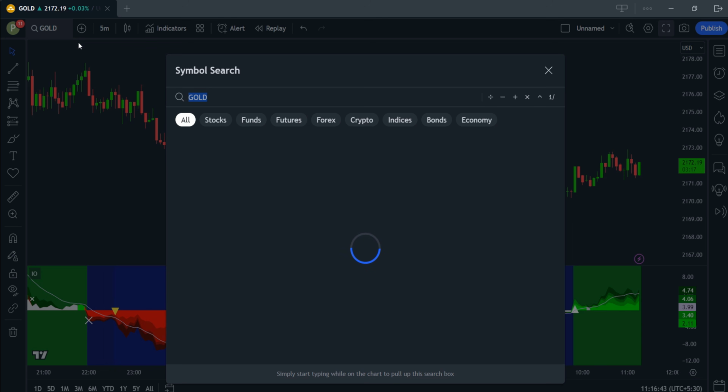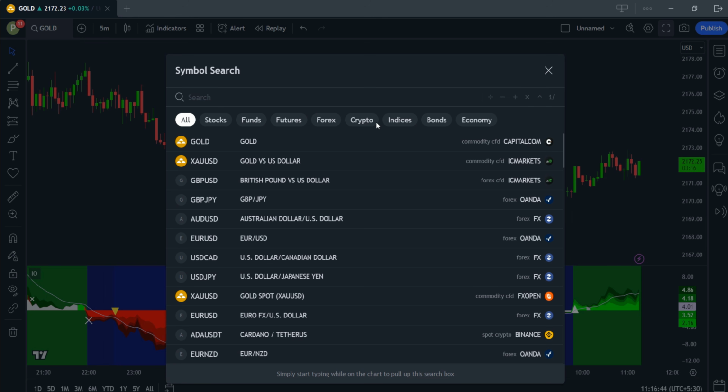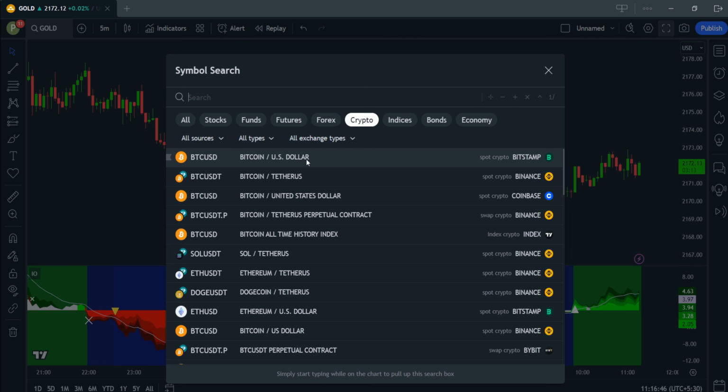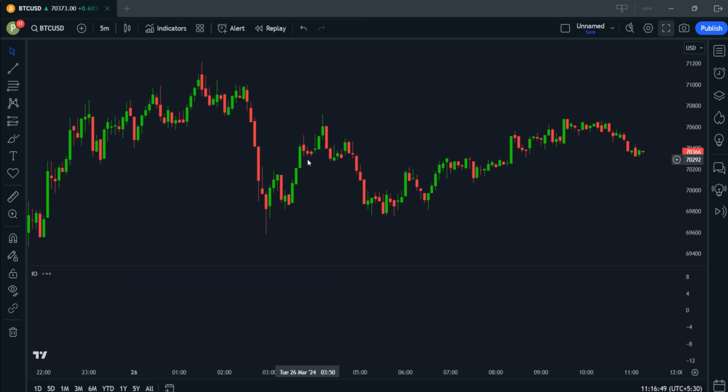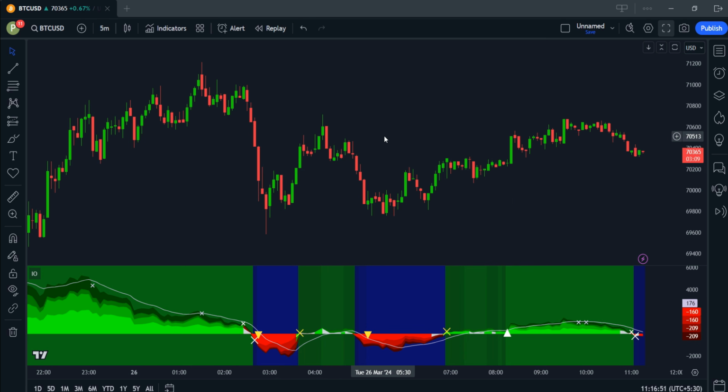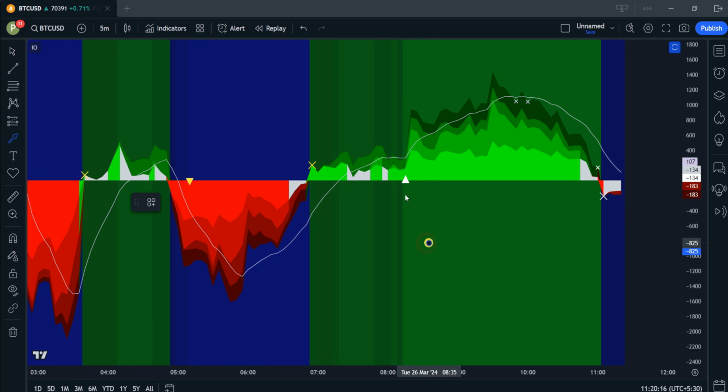We'll get this Ichimoku Oscillator all set up and fine-tuned, then unleash its power on the gold chart. And guess what? We'll even take it for a spin on Bitcoin to show its versatility. Alright, so you saw the Ichimoku Oscillator work its magic, right?